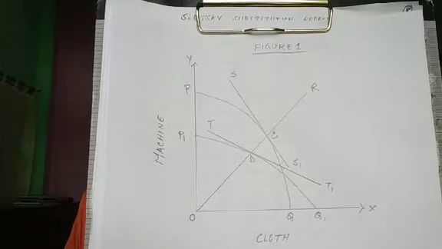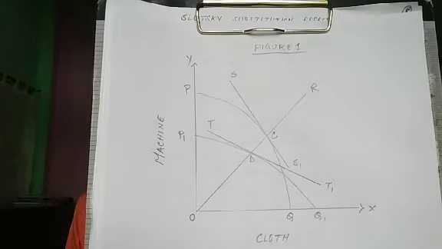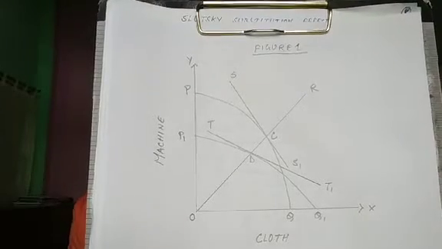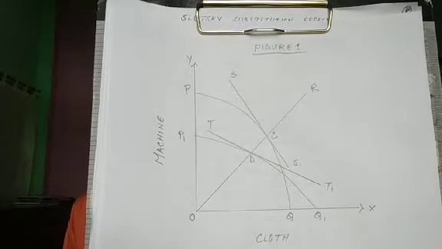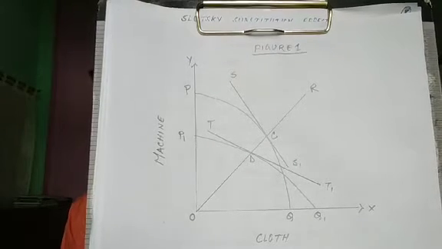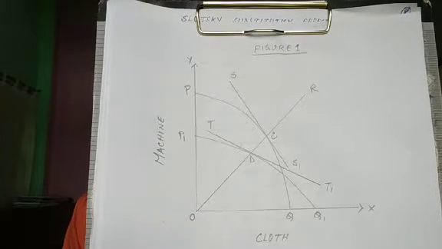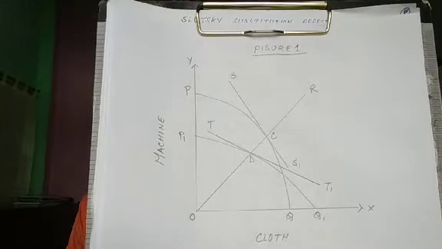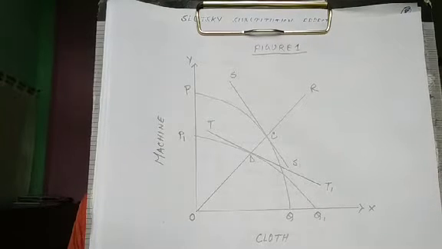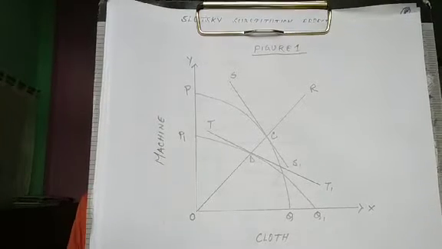Now, if you look at point C, the slope of country A's production possibility curve is more steep than the slope of the production possibility curve of country B at point D. So SS1, which is the line tangent to PQ at point S, is steeper compared to the line TT1, which is tangent to P1Q1 at point D.